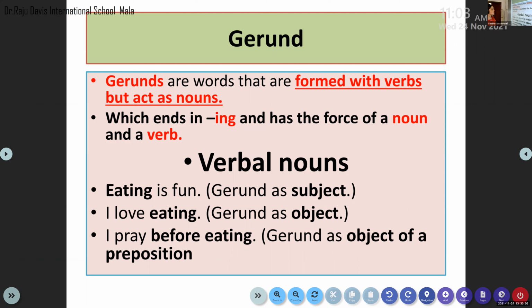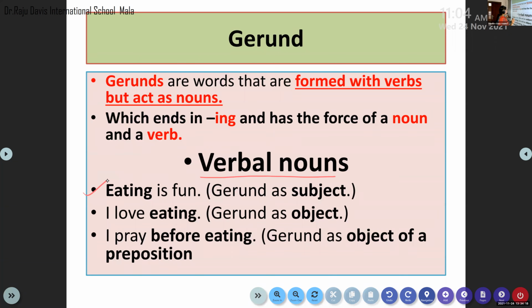You know, a present participle, if its function is a noun, then we can call it a gerund. Very simple. A gerund is also known as a verbal noun. Look at the sentences written here, children. First sentence: Eating is fun. Here you can see a gerund as a subject.